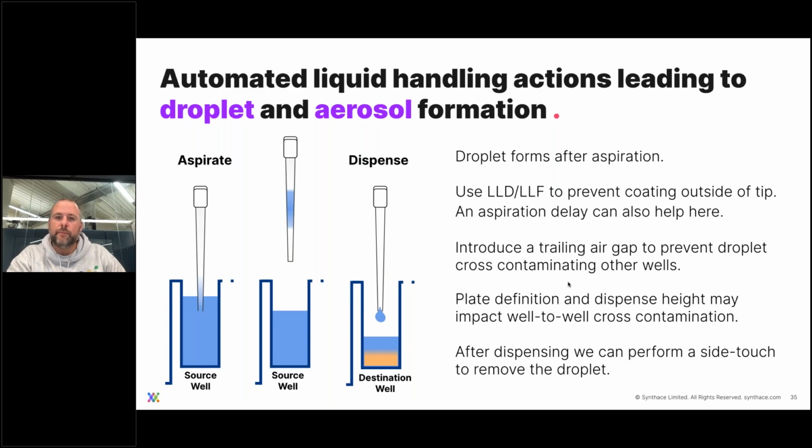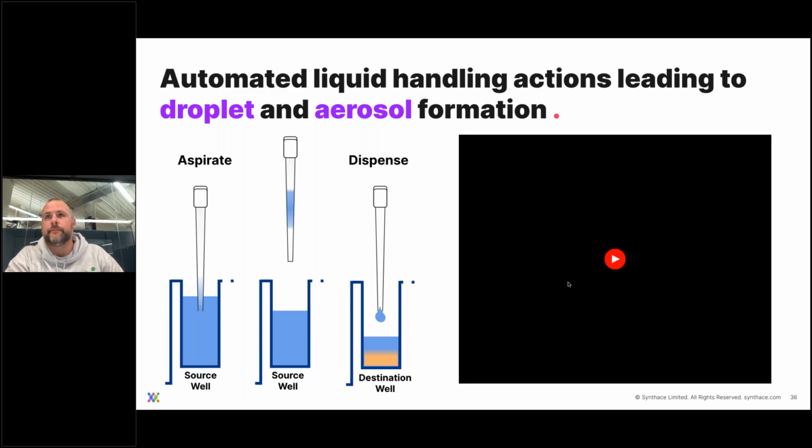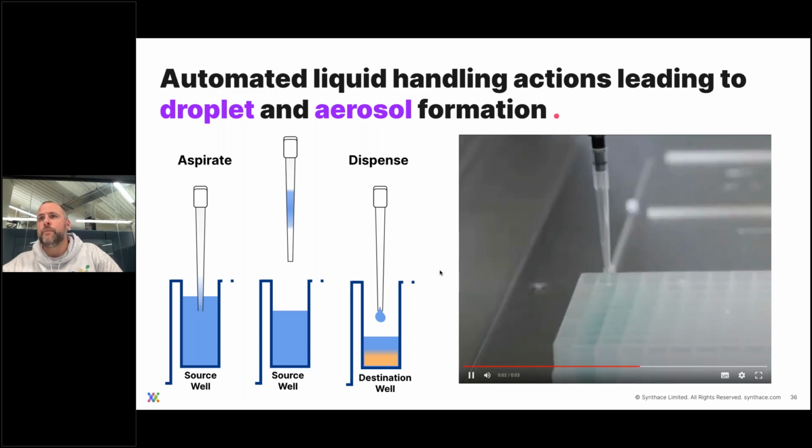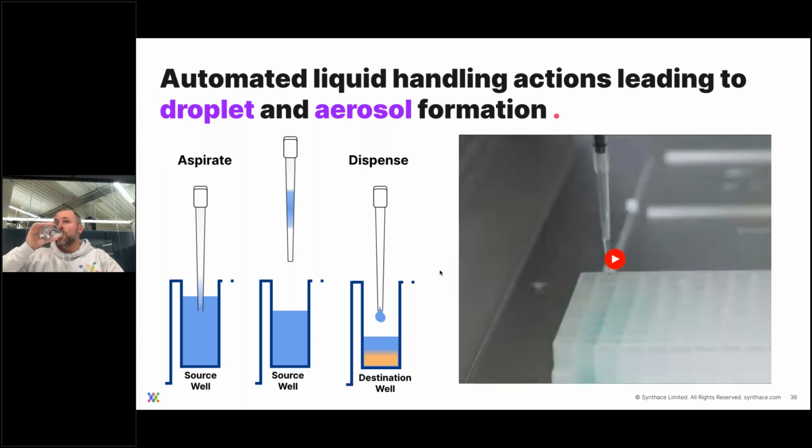So let me show you an example of a side touch using the Opentrons liquid handling device, where it actually touches all four sides of the square well after dispensing. Boop. There we go.